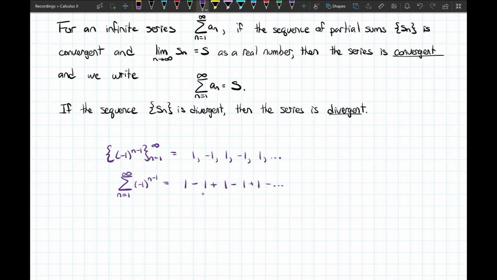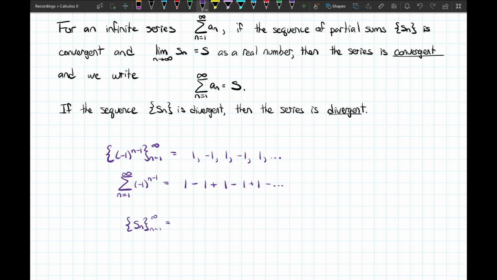But if we were to add the next adjacent terms, -1 plus 1 and -1 plus 1, well, we end up with a bunch of zeros. We haven't added the original 1 together. So maybe the series equals 1. The only way to determine whether this is truly convergent or divergent is by looking at the definition. Does this limit exist?